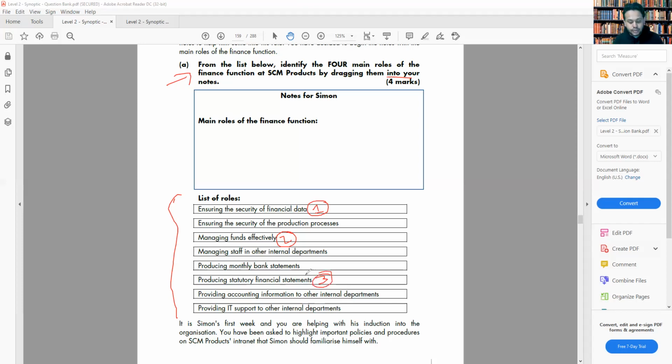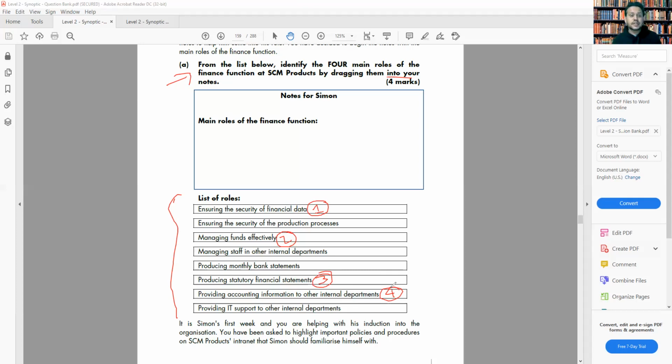And the last one we do is providing accounting information to other internal departments. If we need to give any information to any other internal department, for example, the payroll department, the pension department, the production department, if they need internal information from us, the accounting information from us as a finance department, we have to give it, but it has to be internal.